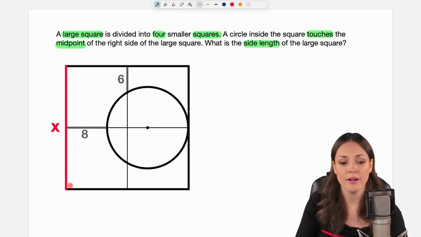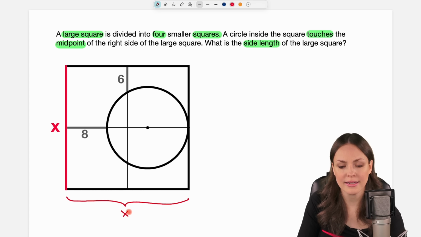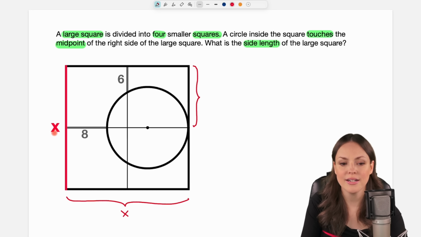Because it is a square, we first know that this side down here is also of length x. Then, because the circle touches my side here in the midpoint of this side, I know that this here is half of the entire side. So x is the entire side, half of it would be x over 2.